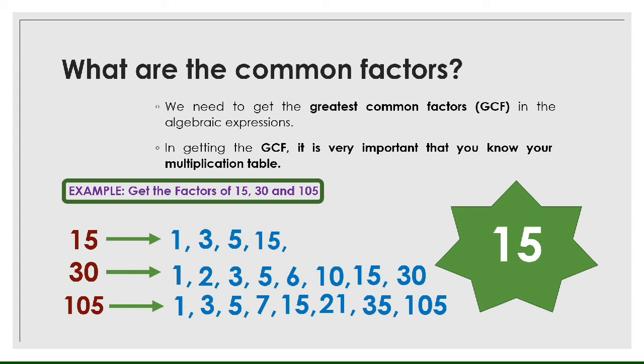So that's going to be 15. Why 15? Because the number 15 is appearing here in all of these numbers. Why not 1? Because it's not the greatest. It's not the largest. Not 3 either. Because the largest, that's why it's called the greatest common factor, because it is the greatest number. So the greatest common number, the largest number they all share, is 15. So this is the greatest common factor for 15, 30, and 105.